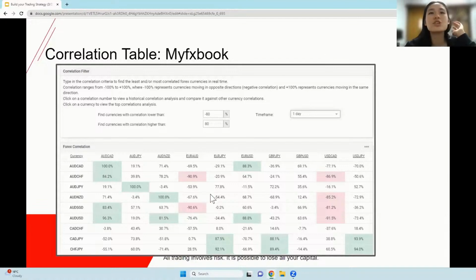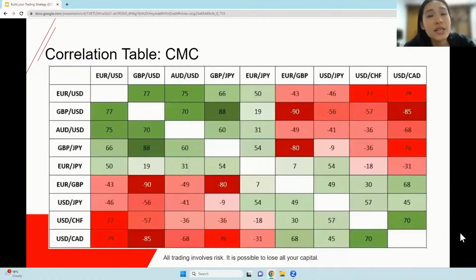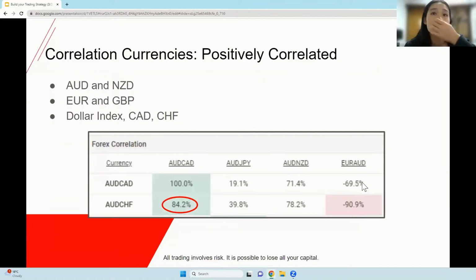Okay, they have pretty much all of the major currencies as well as a couple of exotic ones. So you can go on to myfxbook.com and take a look and play around with the currencies on your own. There's another correlation table from CMC. So, just giving you examples that you can look at.